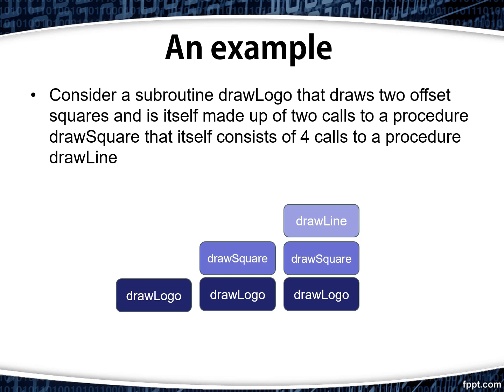It would pass control back to drawLogo, which would then request another drawSquare because it needs to do two to complete its subroutine. This would then repeat the process until eventually all the drawLines were executed, therefore the second square was executed, and therefore the whole logo was executed.